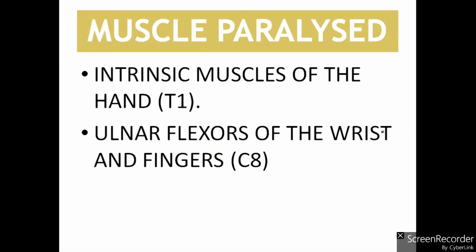Muscles paralyzed. The lower trunk or the branches of the lower trunk supply the lower parts of the upper extremities. So the muscles paralyzed include the intrinsic muscles of the hand, which are supplied by the T1 nerve, and the ulnar flexors of the wrist and the fingers, which are supplied by the C8 nerve.